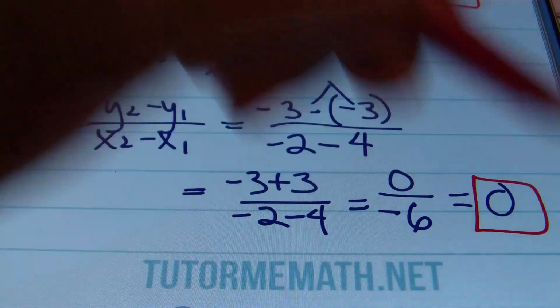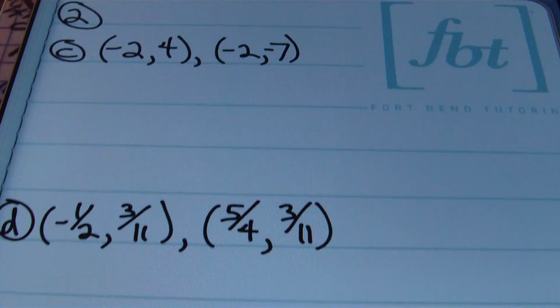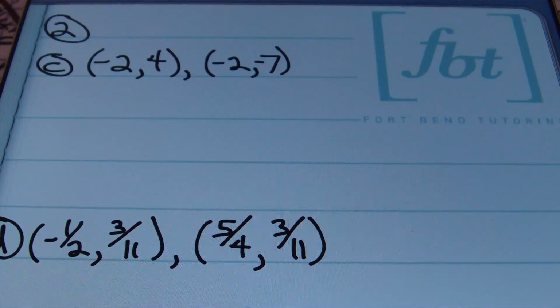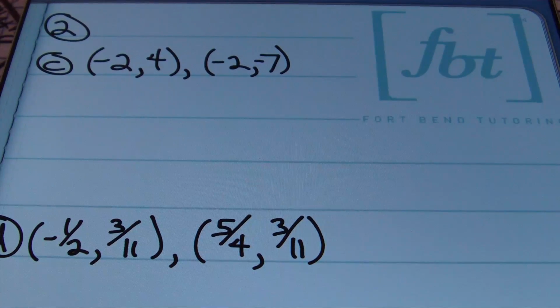Let's continue on. So here we have 2C now. And in 2C, we're going to go ahead and label once again. Now notice our x values are the same. So do you know what that means? Yeah, you're going to end up with a vertical line. But let's prove that using the slope formula.